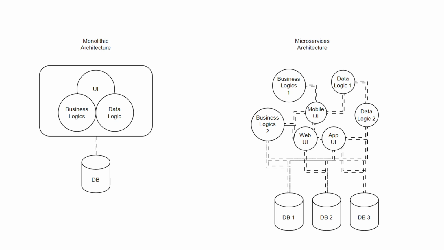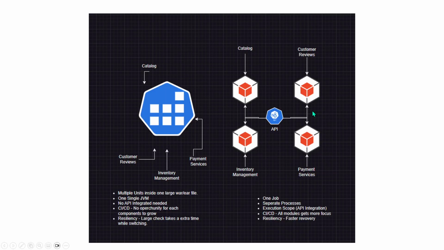So that's basically what I wanted to show you in terms of microservices. I have another architecture over here, which also talks about a similar item. As you can see in this particular architecture, it also says the same thing. So multiple units inside one large WAR or EAR file, wherein you have a product catalog, customer review, inventory management, and payment services. All these are integrated into one single WAR file, EAR file.